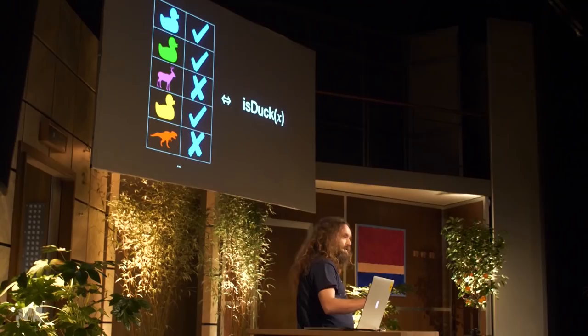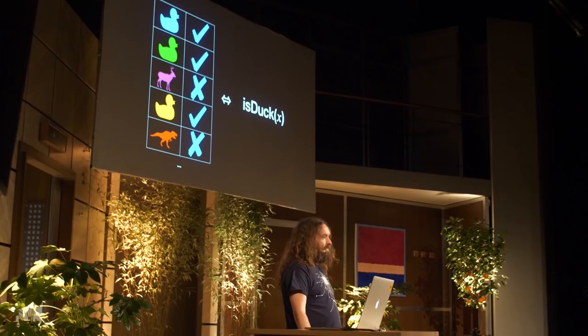I can have a function that does something else, but that yields the same results. I have got what looks from the outside world to be the same function. I have therefore still got a function that returns true for every duck, false for everything else. I have still got the set of all ducks. I have just defined it with a function.